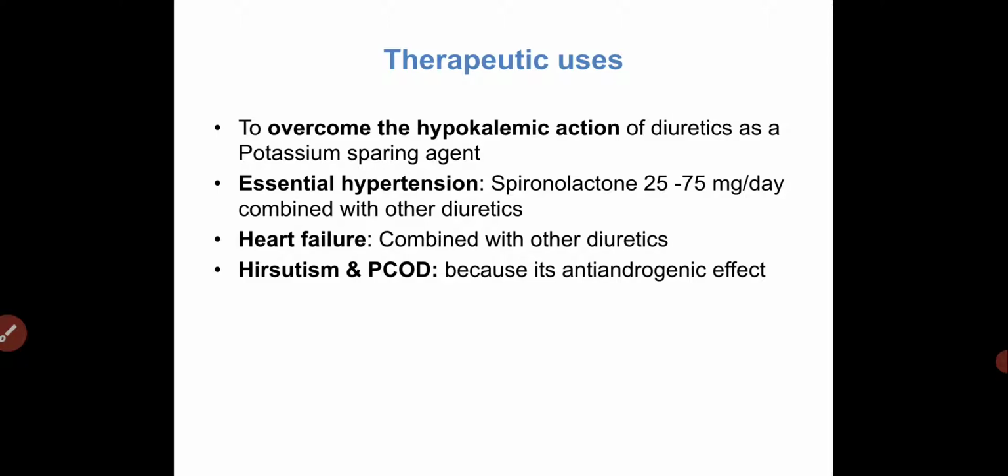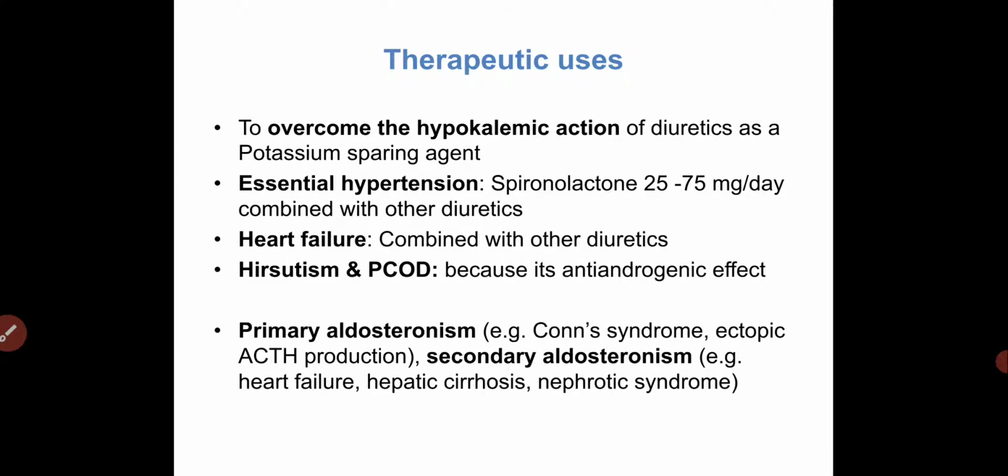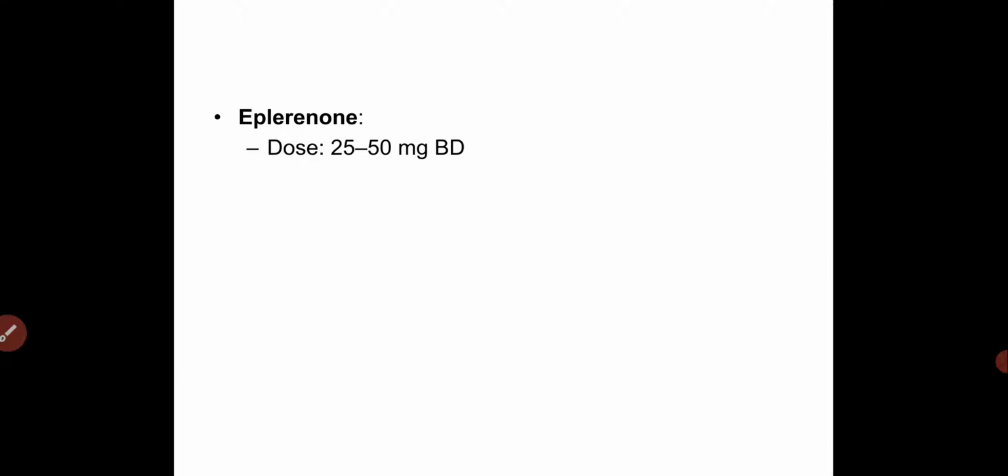It has an anti-androgenic effect, so it is also useful in hirsutism and polycystic ovarian disease in females. It is also useful in primary aldosteronism. If there is an increase in aldosterone, then an aldosterone antagonist helps. So it is useful in primary aldosteronism or secondary aldosteronism, which is seen with nephrotic syndrome, hepatic cirrhosis, or heart failure. The absorption of spironolactone increases with food. Try to remember this.